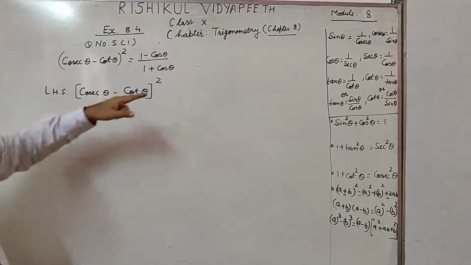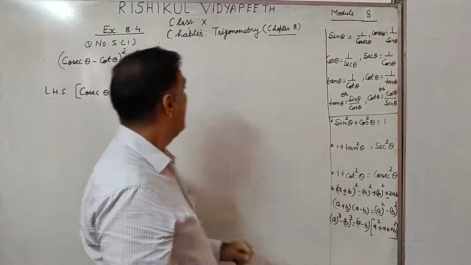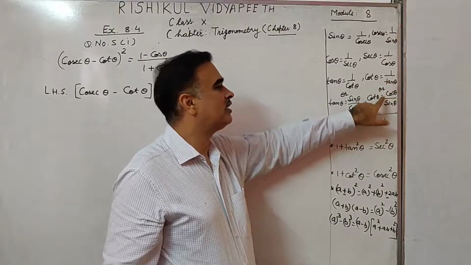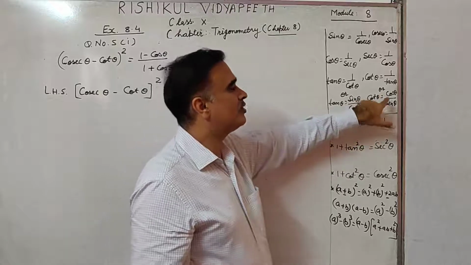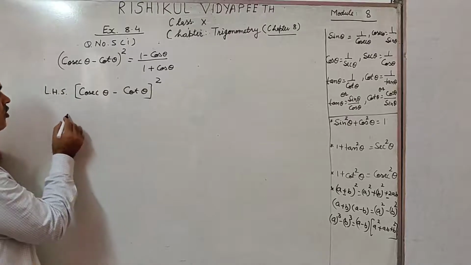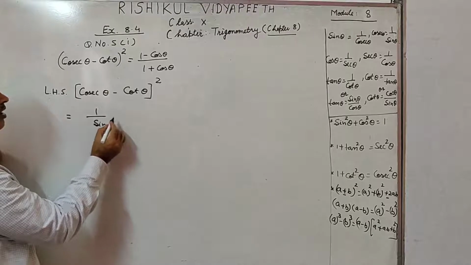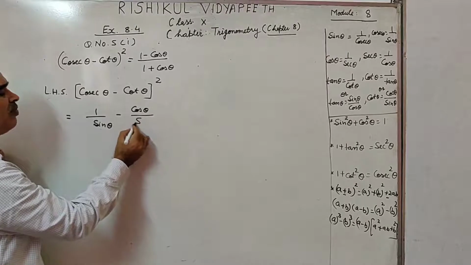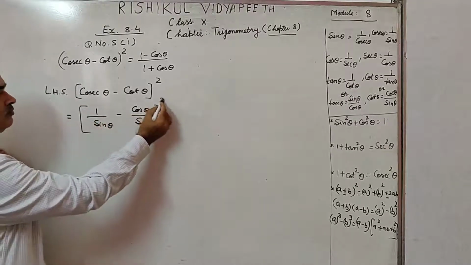So we know what is cosec. You see from here, cosec theta is 1 by sin, and cot theta is 1 by tan theta, or cot theta is cos theta upon sin theta. When we are using sin and cos, always take cos over sin. So you put the values. In place of cosec, we can write 1 upon sin theta, and in place of cot theta, we can write cos theta upon sin theta, whole square.